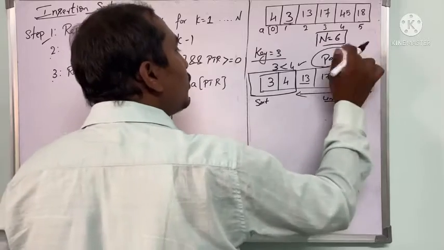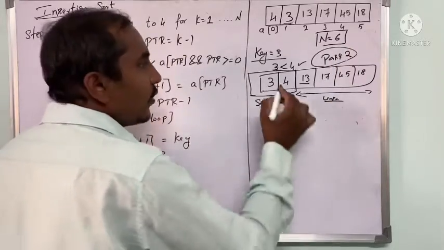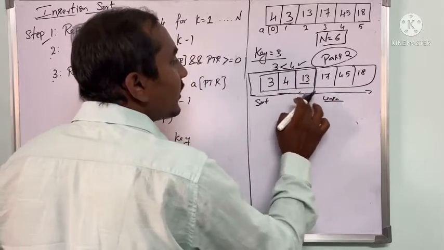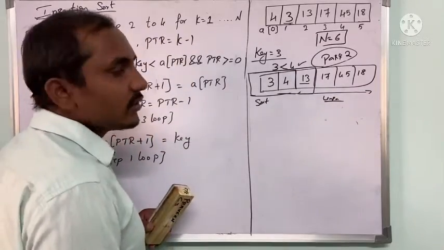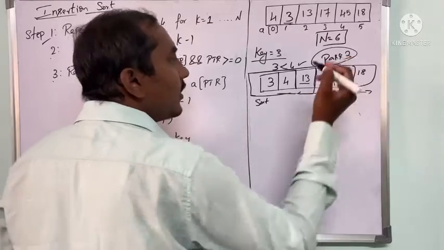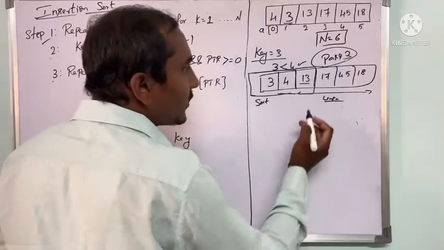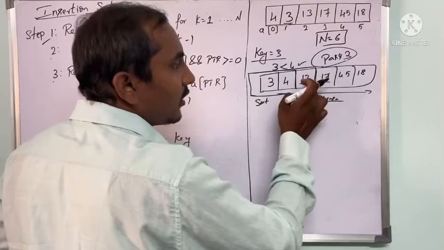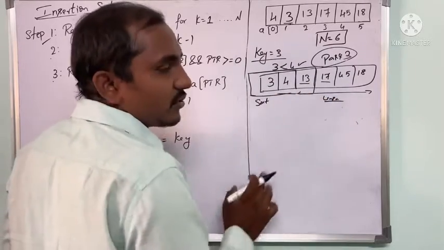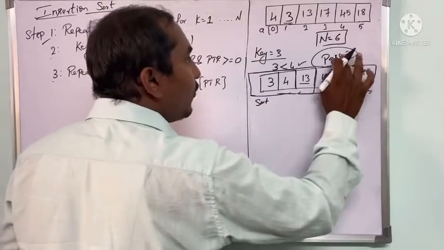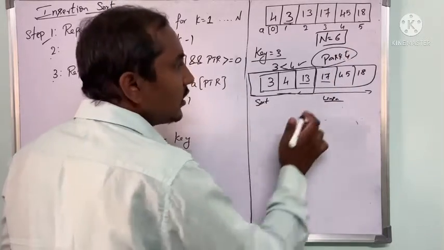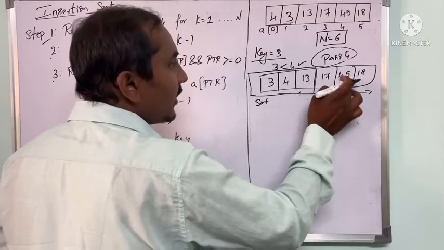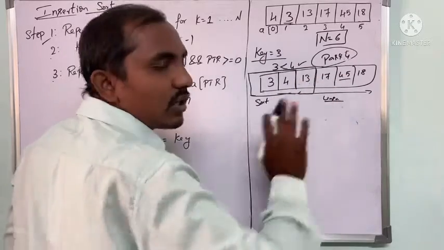For pass 2, we get the same result. The only thing is, the first 3 elements will be in the sorted list and the rest of the elements will be in the unsorted list. Similarly, we do pass 3. The key element is 17, which is not lesser than any of these elements, so it will remain as it is. For pass 4 also, it will remain as it is because the key element is 45, and there is no element greater than 45 here.